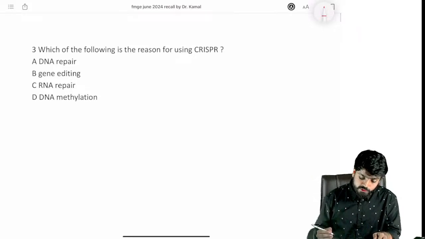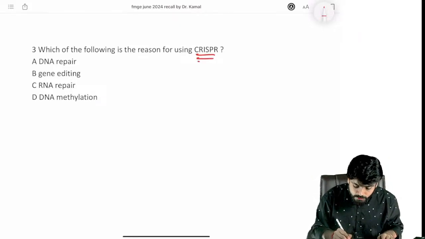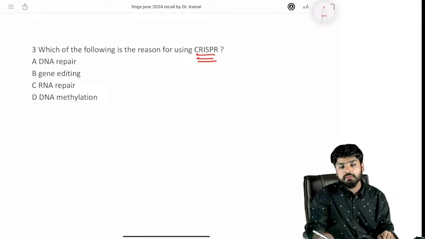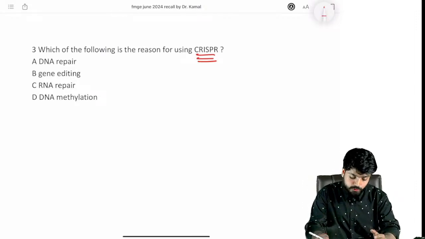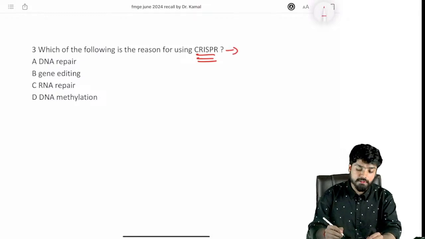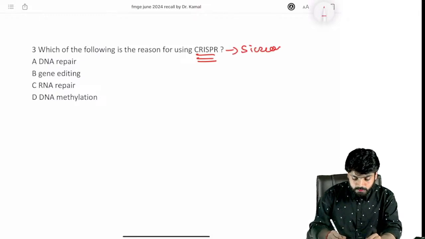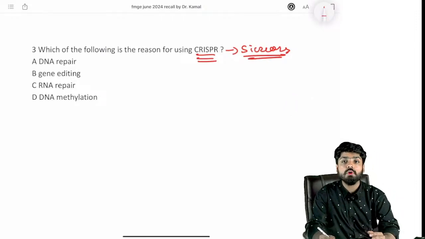Which of the following is the reason for using CRISPR? Now CRISPR, this is a one-liner kind of question. If you have read this information, if you have come across this data, then you simply know this. CRISPR is none other than, you can remember, a scissor. It is a genetic scissor, molecular scissor.